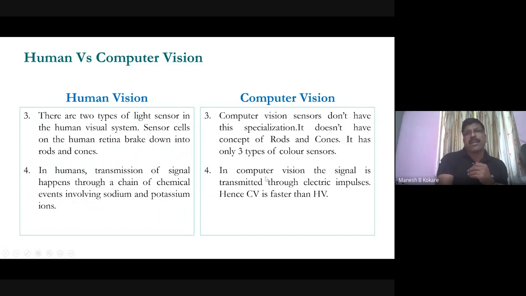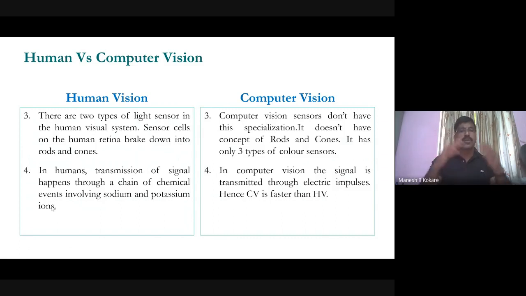But in computer vision, the signal is transmitted through electrical impulses. Hence, computer vision is faster than the human vision system comparatively, because here electric impulses are used, whereas a chain of chemical events involving sodium and potassium ions passes the information from the retina to the brain.